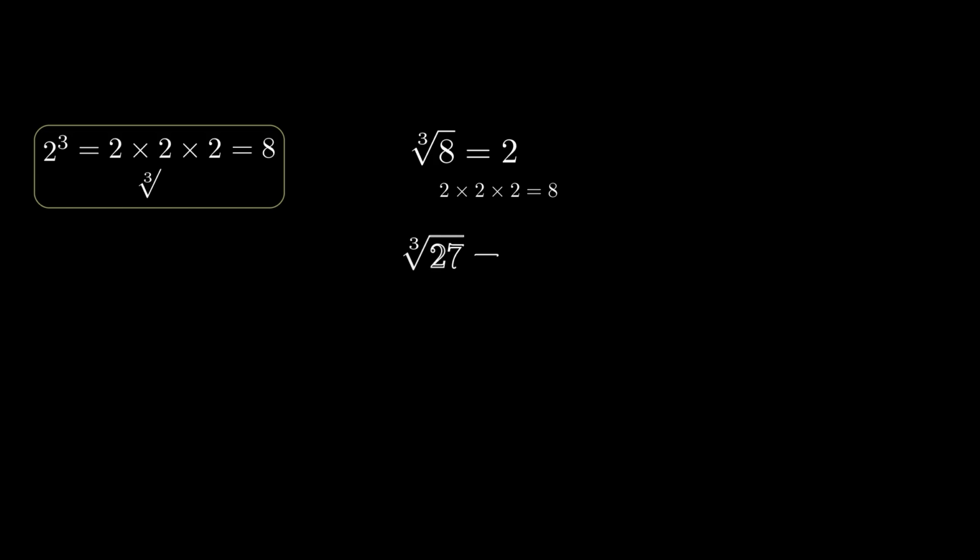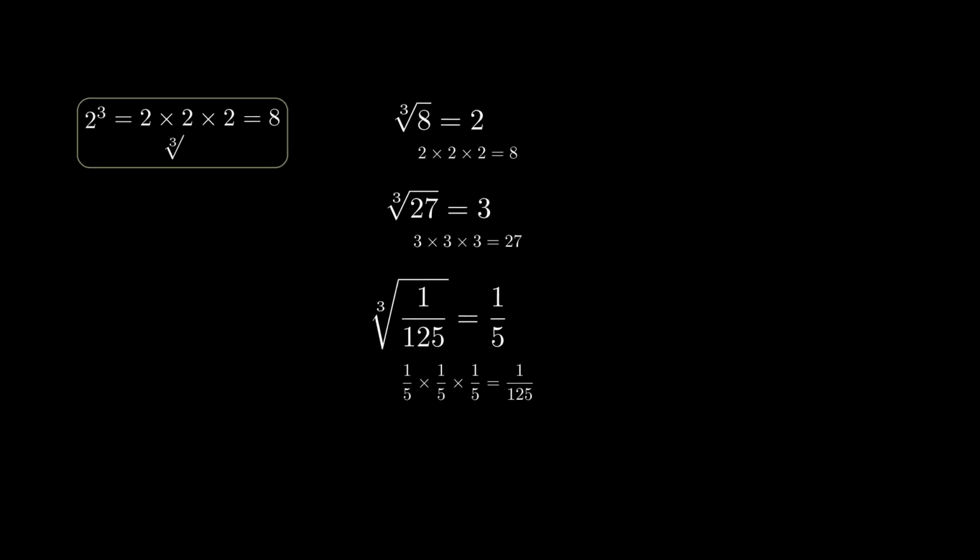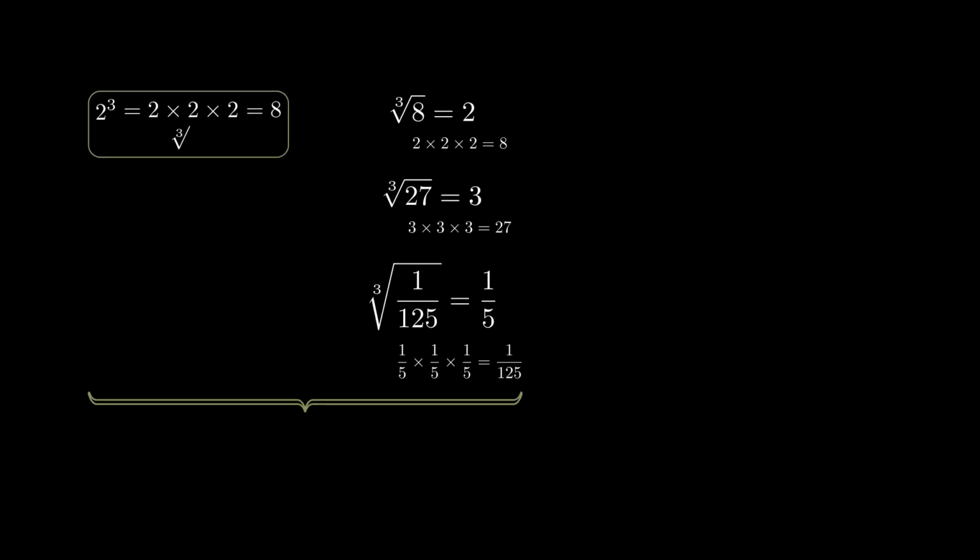Pretty straightforward so far. Next we have the cube root of 1 over 125. The cube root of 1 over 125 is 1 over 5, because if we multiply 1 over 5 by itself twice, we get 1 over 125. Now, all of these numbers are examples of perfect cubes, meaning that they are cubes of whole numbers. For example, 8 is the cube of 2, 27 is the cube of 3, and 1 over 125 is the cube of 1 over 5.